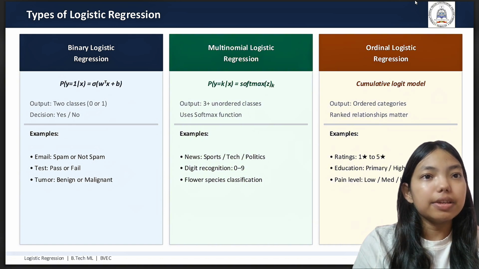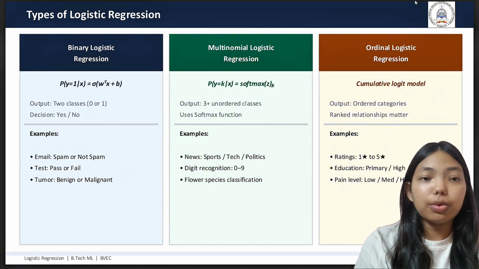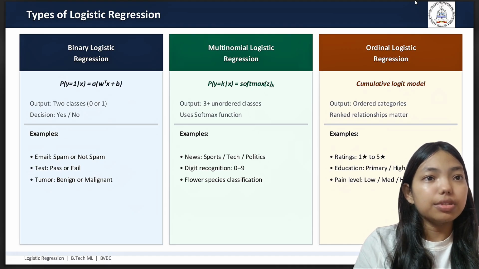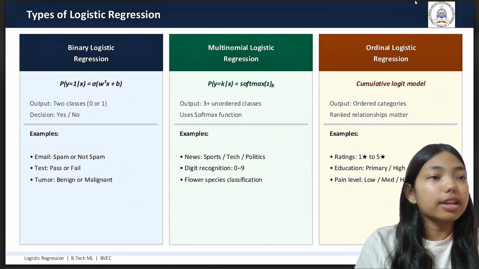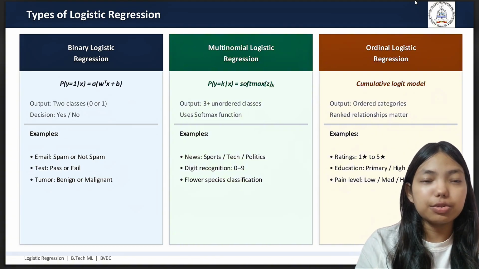The second type is multinomial logistic regression. This is used when there are more than two output classes. For example, classifying news into sports, politics, or technology categories, or recognizing handwritten digits from 0 to 9.